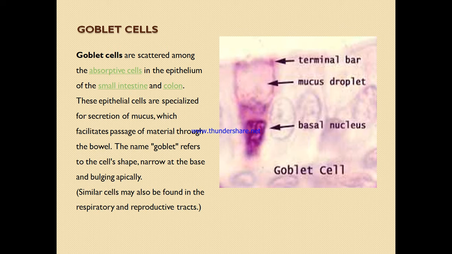The name goblet refers to the cell shape, narrow at the base and bulging apically, scattered among absorptive cells in the epithelium of the small intestine and colon. These cells specialize in secretion of mucus, which facilitates passage of material through the bowel. Also, there are similar cells found in the respiratory and reproductive tract.